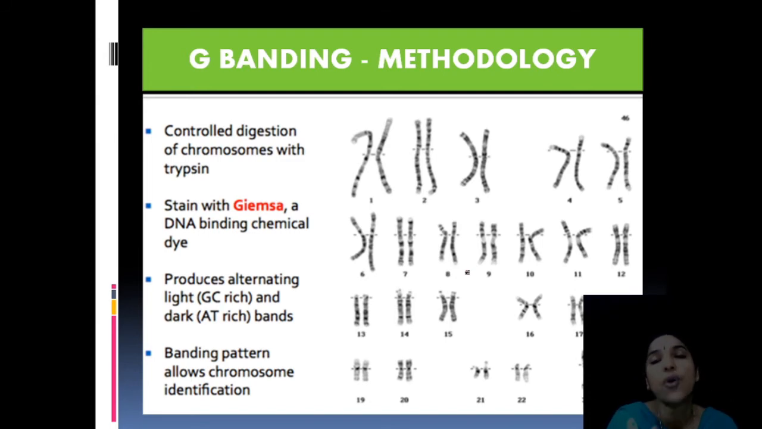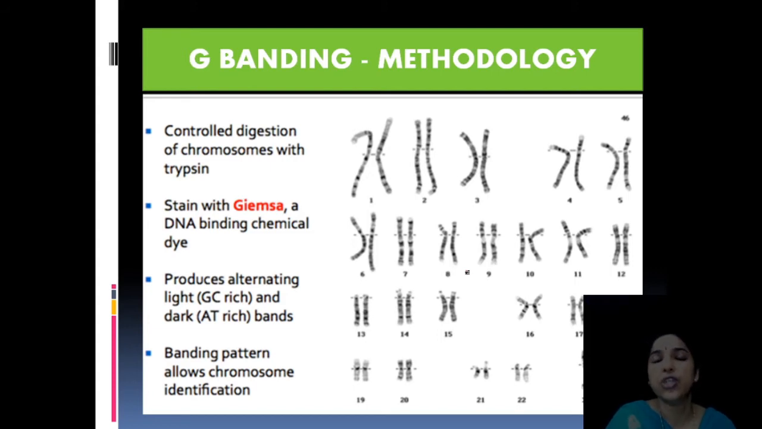So, here we are going to break up the histone proteins. That is done by using trypsin, a proteolytic enzyme, to digest first. But this digestion may vary in the heterochromatin and euchromatic regions. So, the intensity of digestion may vary in the heterochromatic and euchromatic region.